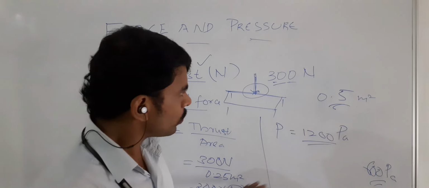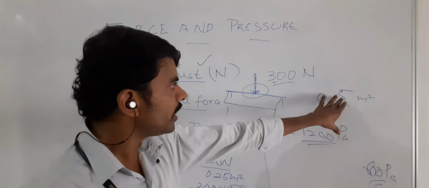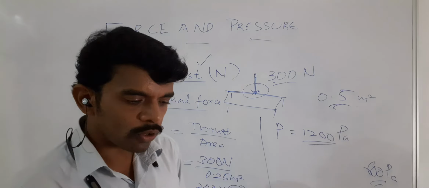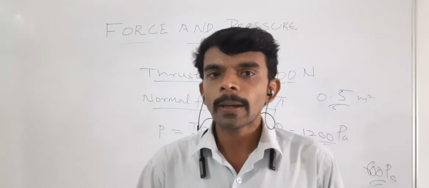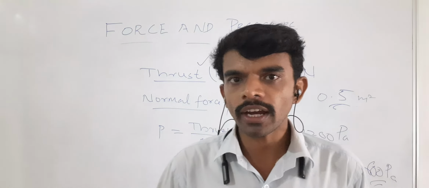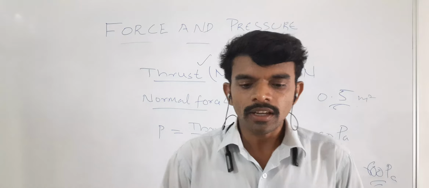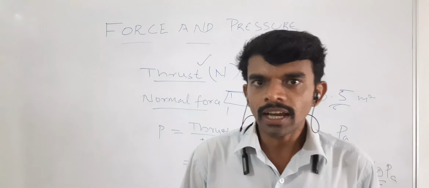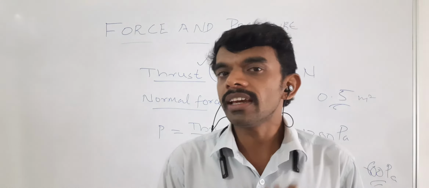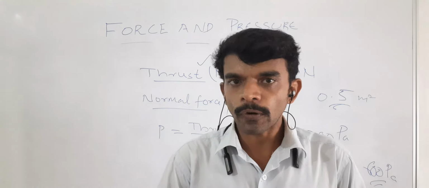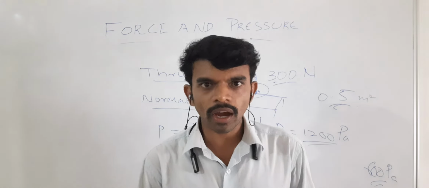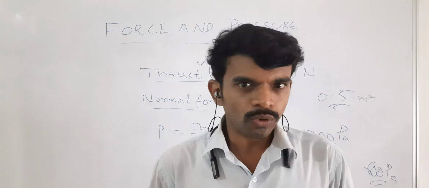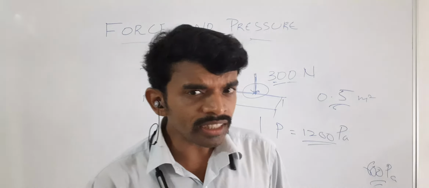Now compare 0.5 meter square and 0.25 meter square. Where the area is less, the pressure is more. So if the area of contact is increasing, pressure will decrease, and if the area of contact is decreasing, pressure will increase. So in certain situations we will decrease the pressure by increasing the area of contact, and in certain other situations we will increase the pressure by decreasing the area of contact. We have already discussed some of the examples, so I am not going to go into the same examples. So let me move towards the other parts.